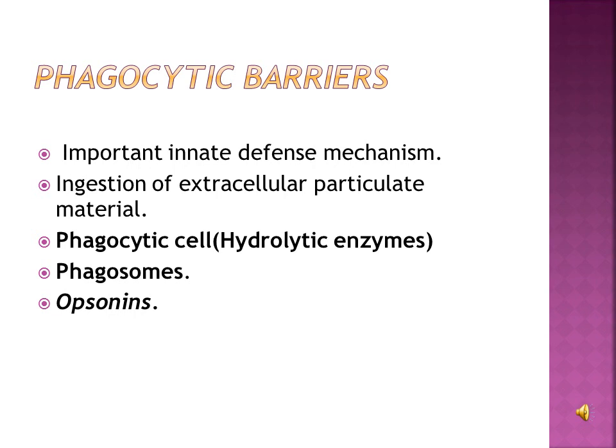The cells involved in the process of phagocytosis are known as phagocytic cells. Another set of protein molecules also take part in the process of phagocytosis. They are collectively known as opsonins. Their main function is to enhance the process of phagocytosis.